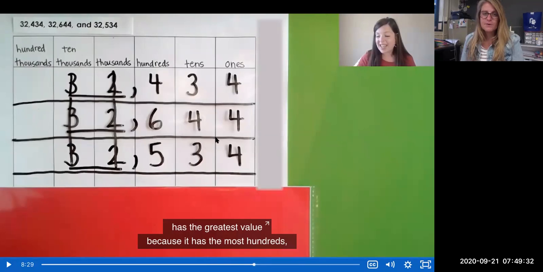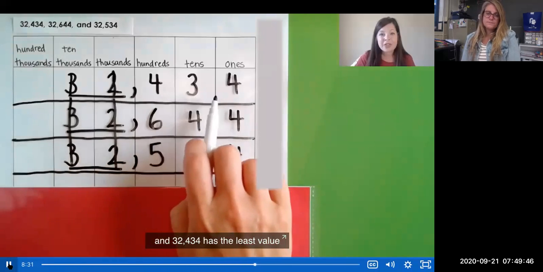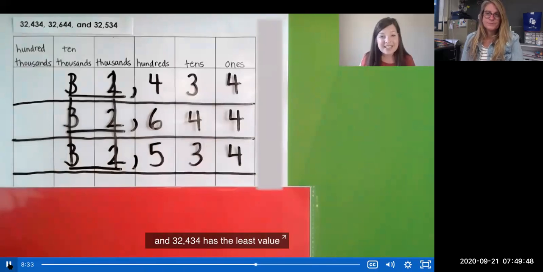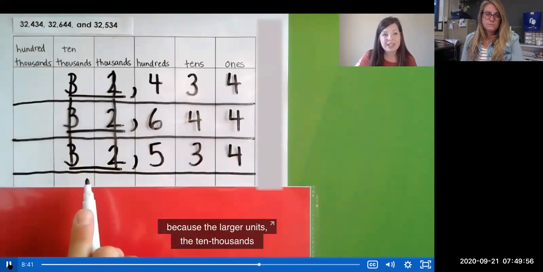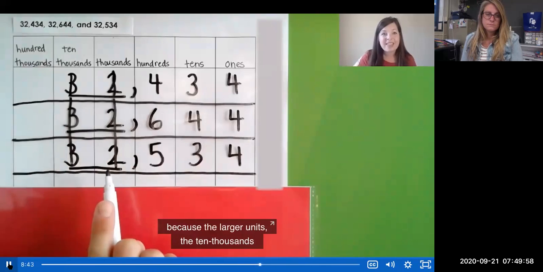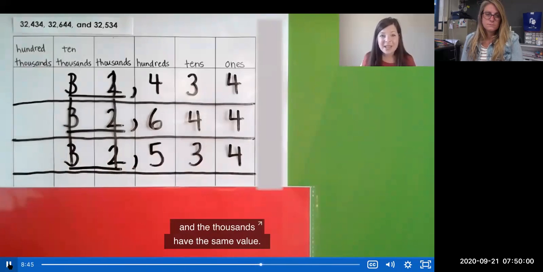In the middle number, that one is very clearly the greatest because there's a 6 in the hundreds place, whereas the top number has a 4 and the bottom number has a 5. And 32,434 has the least value because it has the least number of hundreds. We're comparing the hundreds because the larger units, the 10,000s and the thousands, have the same value.